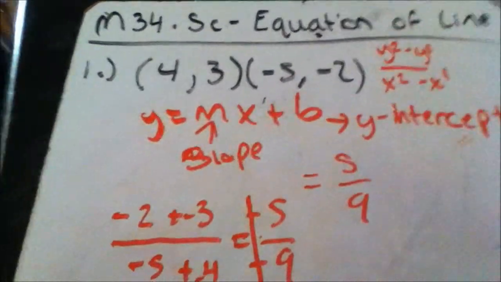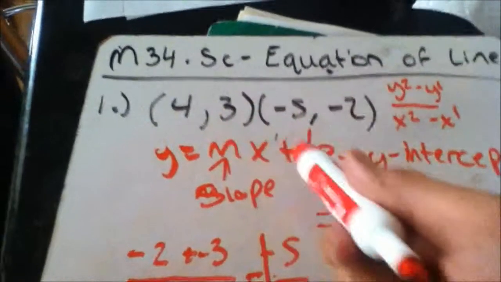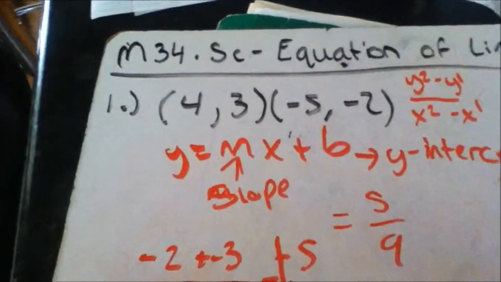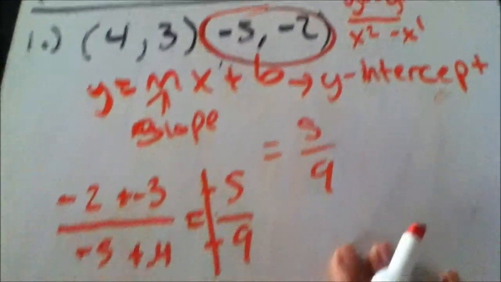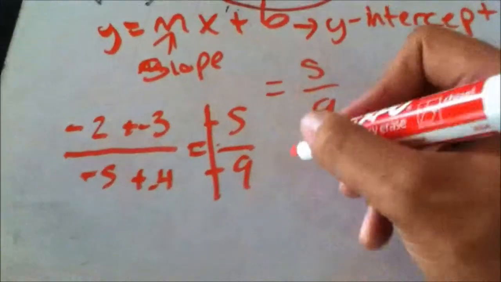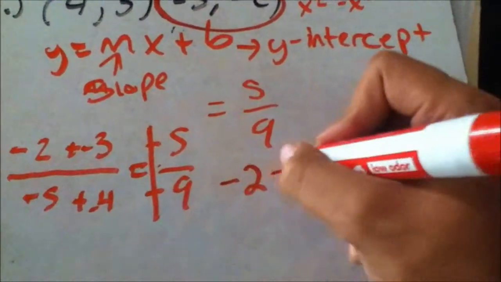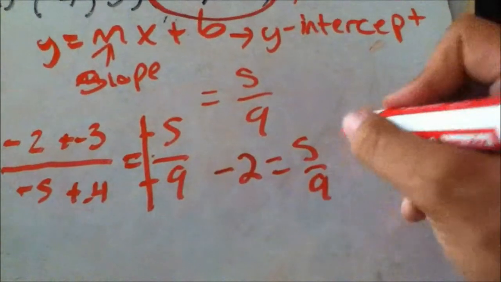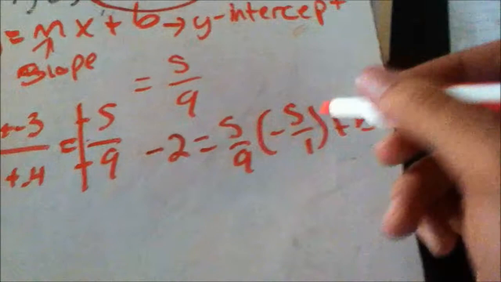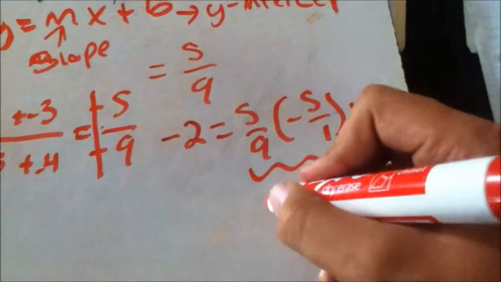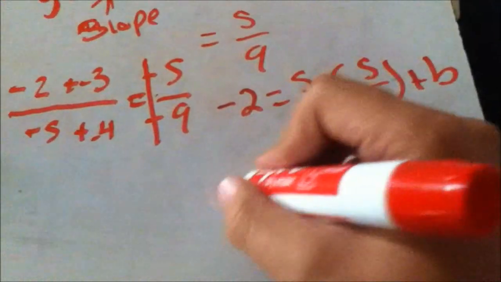However, I said that and got it mixed up because the next step for this is to plug in one of the plot points into the y and x. So I'm going to choose this one because it looks like it has easier numbers to work with. When I plug into y equals mx plus b, I don't know what b is, but I do know what I can plug in. It's going to give me a total of negative 25 over 9 plus b equals negative 2.